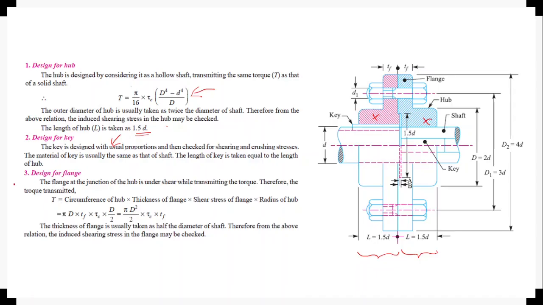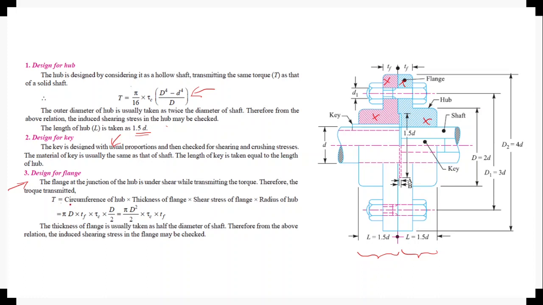Okay, then design for flange. Here again the torque transmitted is equal to circumference of the hub into thickness of the flange into shear stress of the flange into radius of the hub. The flange at the junction of the hub is under shear while transmitting the torque. This part is the flange of the flange coupling, and while transmitting the torque, this part is under the shear stress.